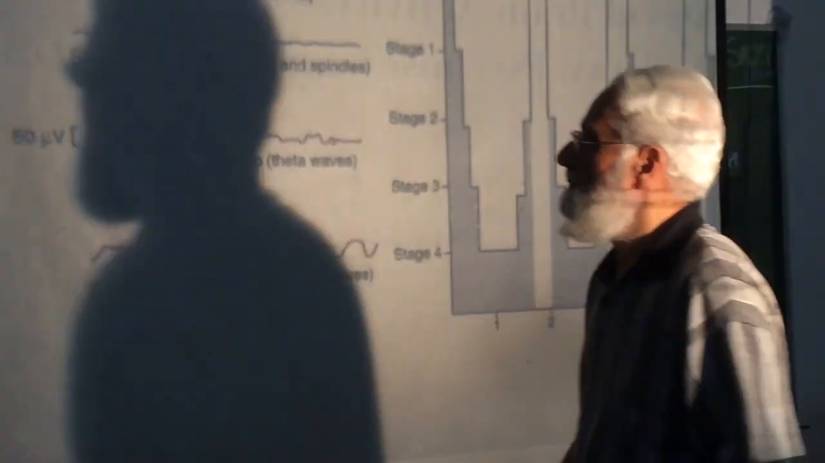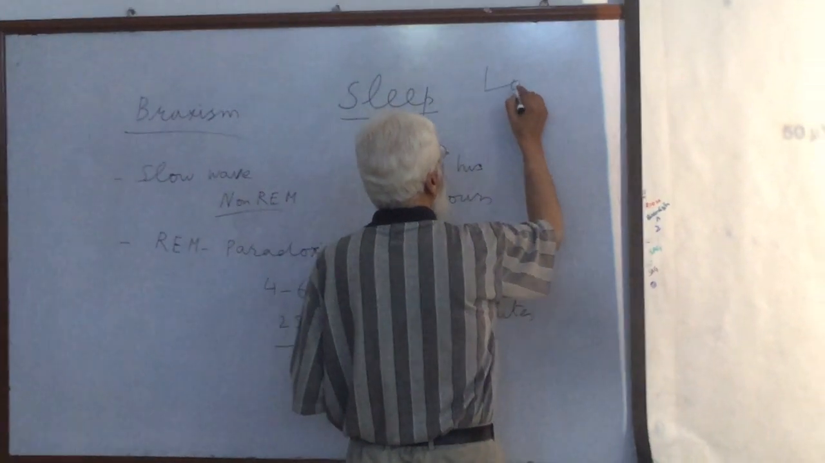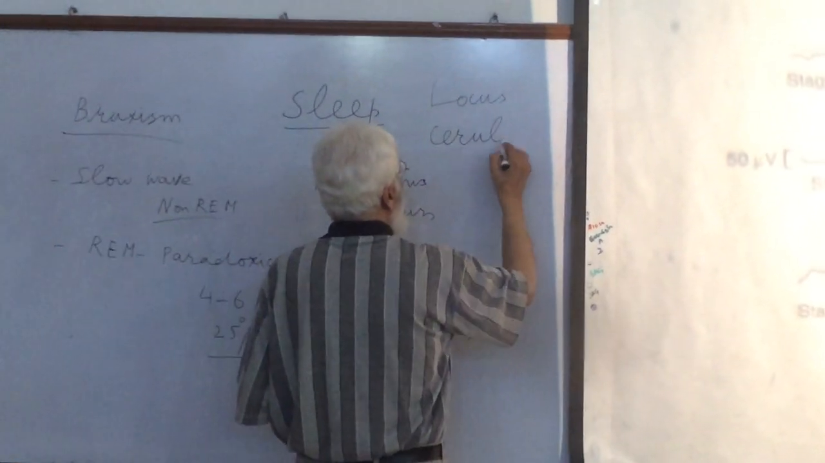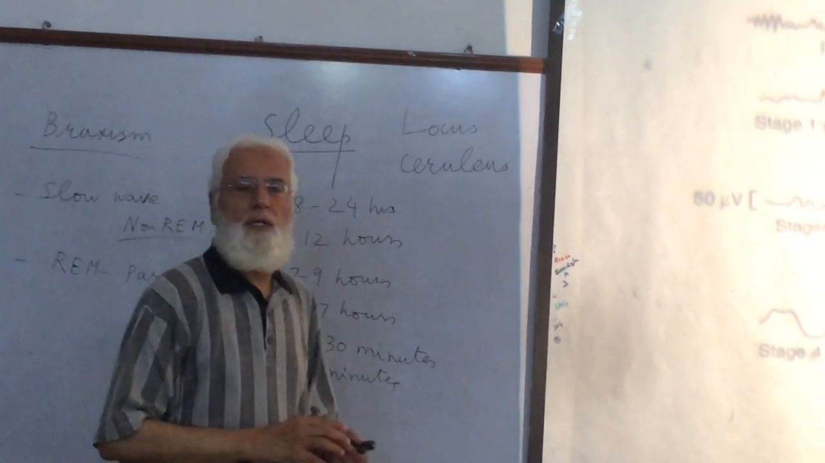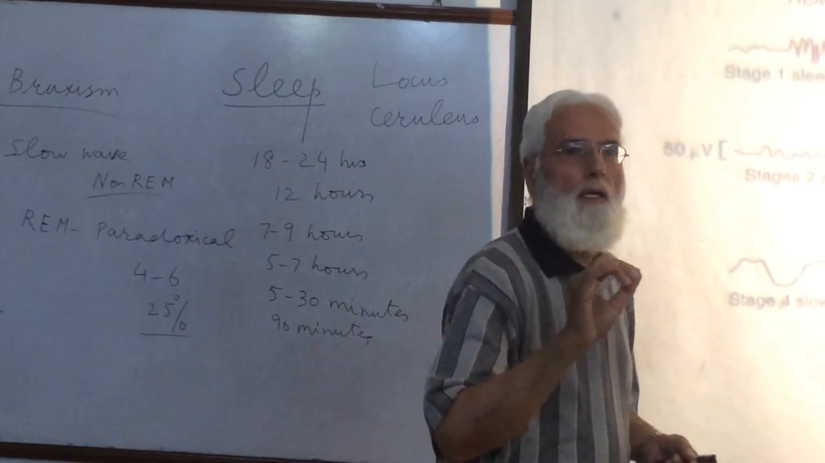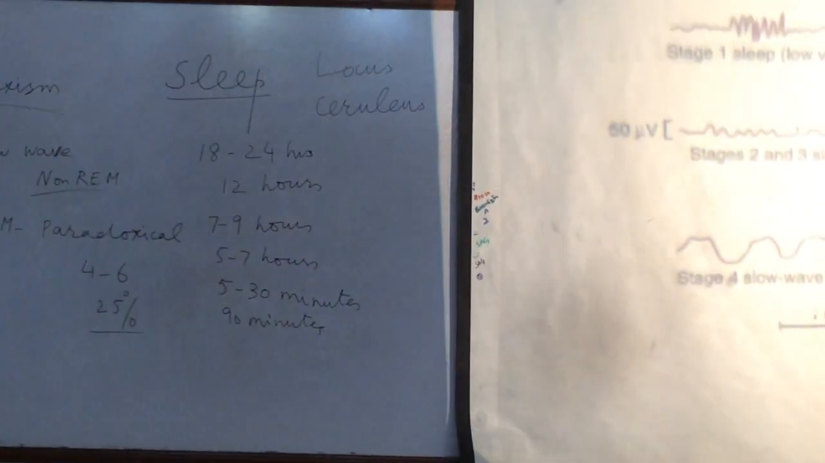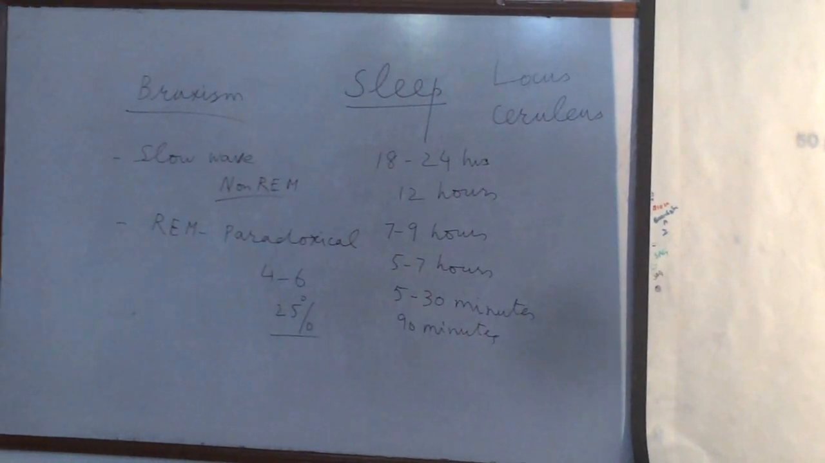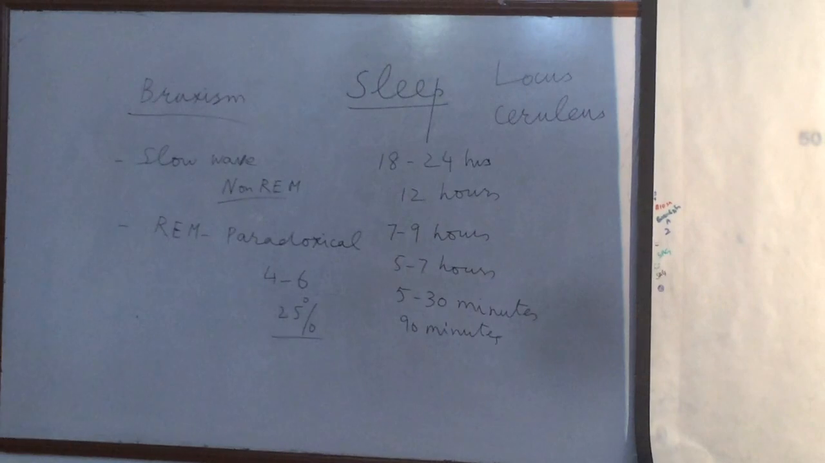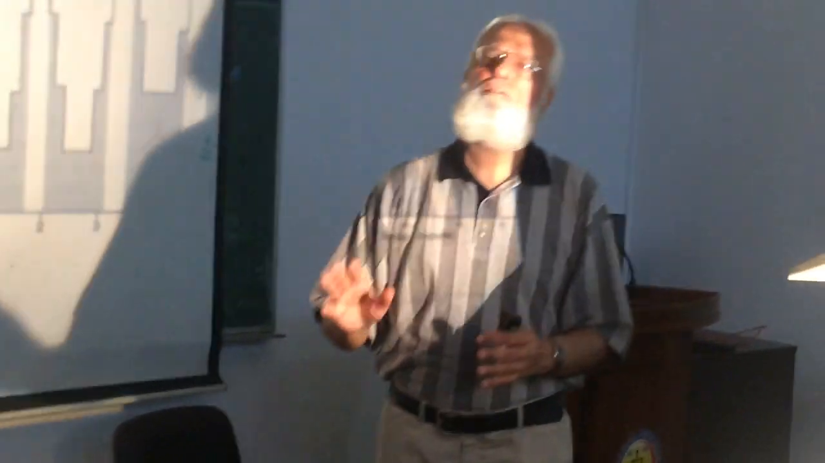Now parts of the brain involved in REM sleep, rapid eye movement sleep. Locus ceruleus. Locus ceruleus is present at the junction of the pons and midbrain. Nerve fibers from here go to the reticular formation and other parts of the brain. And these nerve fibers release norepinephrine at their nerve endings. This locus ceruleus is involved in REM sleep, and the neurotransmitter of the locus ceruleus is norepinephrine.